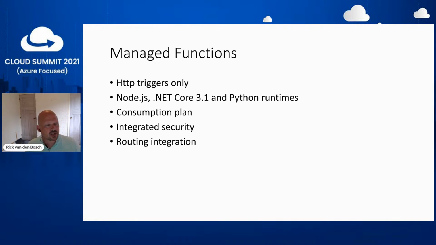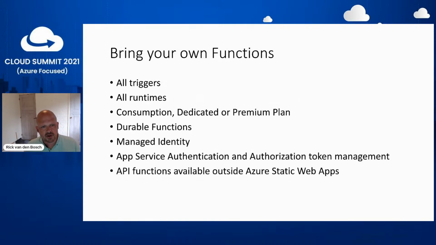Then we have integrated security available, and we have routing integration, which means mycustomdomain.com/API will be the location where you can go to the API for your static web app that runs on mycustomdomain.com.